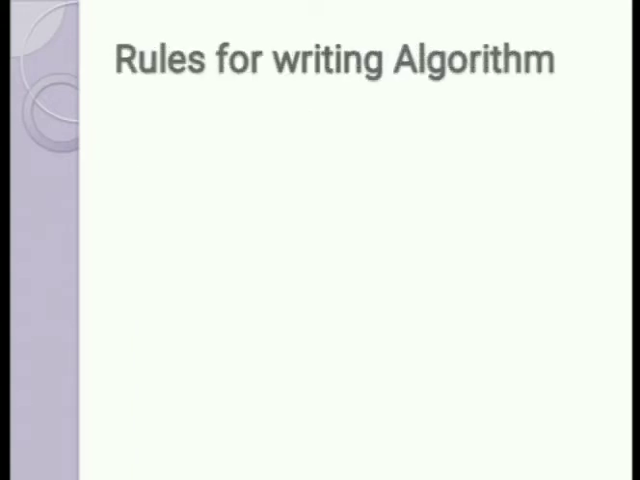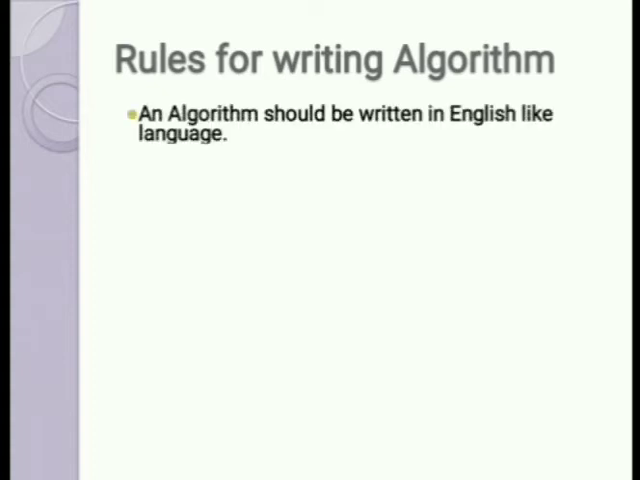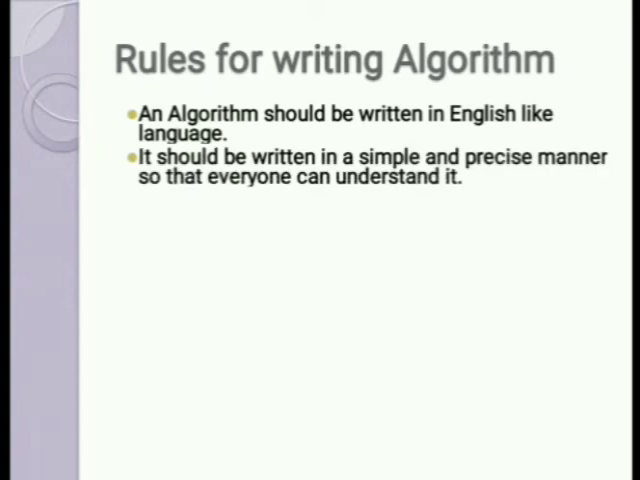There are certain rules that you should follow while writing an algorithm. Let us see what are they. First is, an algorithm should be written in English like language. That means it should be written in English language. What are the steps? It should be clear for the reader. Second is, it should be written in a simple and precise manner so that everyone can understand it. So those who are reading that algorithm should understand it properly. So it should be in a simple and precise manner.